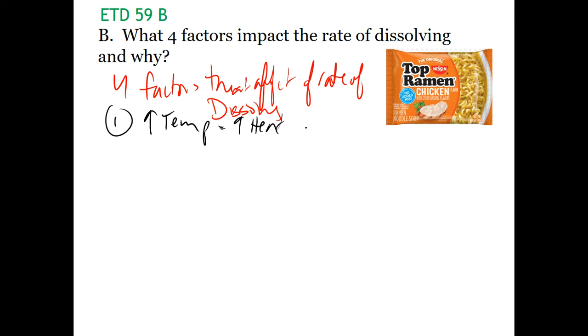That means that particles speed up. If you increase the speed of the particles, just like in our gas laws, they're of course going to collide faster. And if I increase the number of collisions, that's going to make them mix together faster.